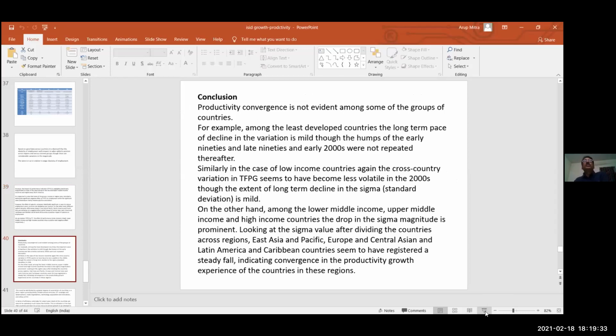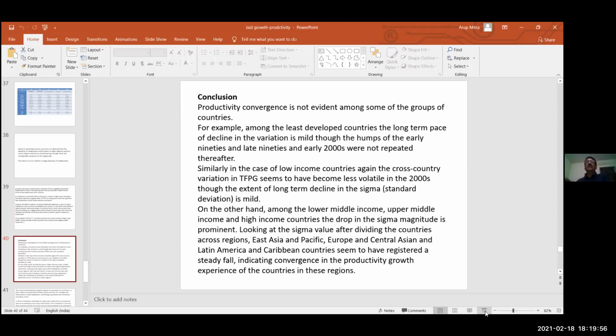So coming to the conclusion, productivity convergence is not evident among some of the groups of countries. For example, among the least developed countries, the long-term pace of decline in the variation is mild, though the humps of the early 90s and late 90s and early 2000s were not repeated thereafter.